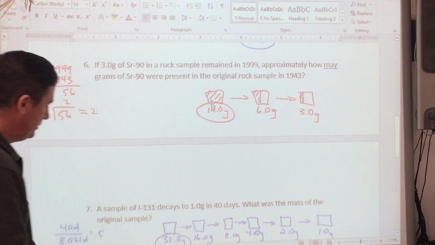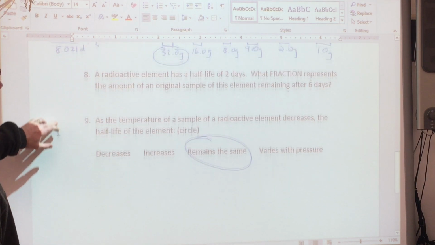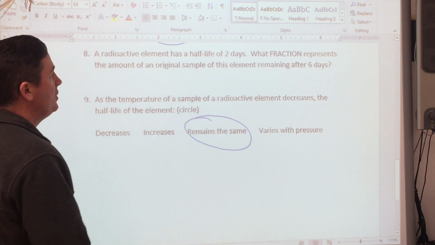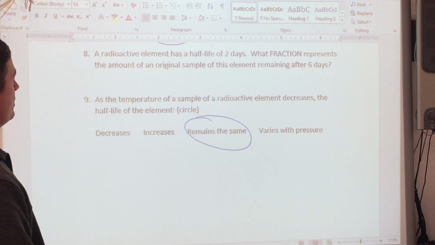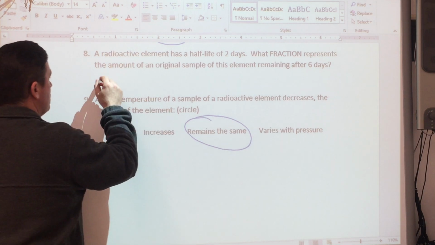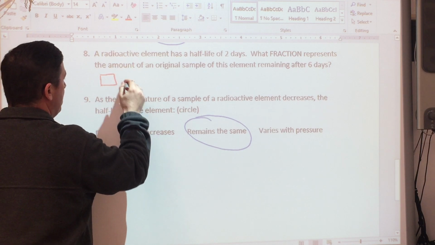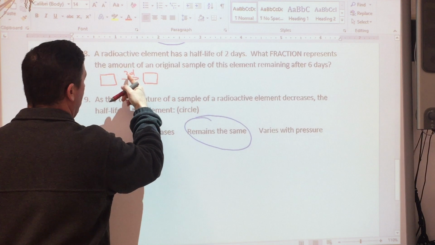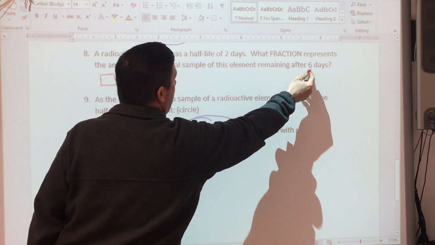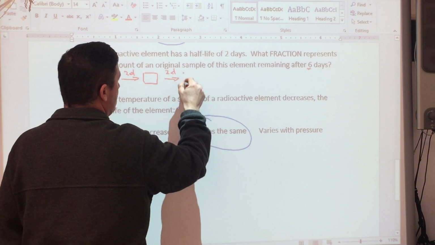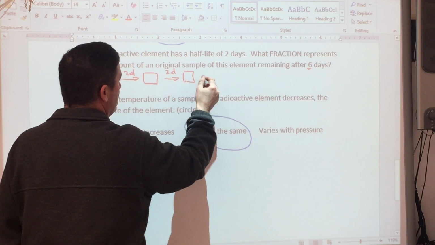Okay? Last one. Number 8. A radioactive element has a half-life of 2 days. What fraction represents the amount of an original sample of this element remaining after 6 days? So, here's my original sample. I go through 2 days of it. It says 6 days. I need another 2 days. So now this is what it would be after 4 days.